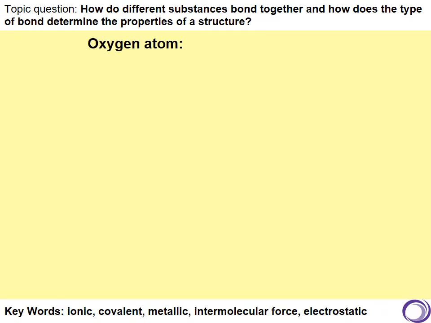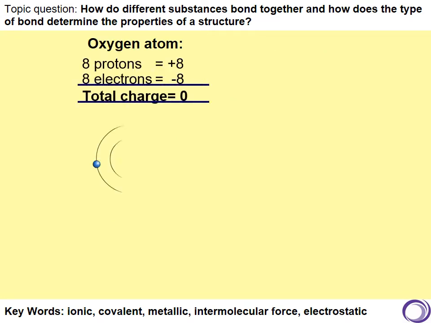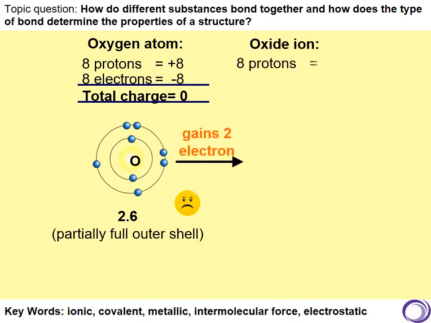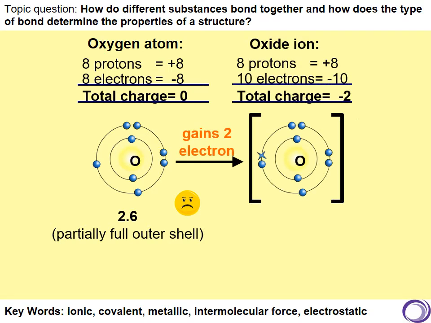Let's then look at oxygen. Oxygen has 8 protons and 8 electrons. You can see that it has 6 electrons in its outer shell, and indeed oxygen is found in group 6 of the periodic table. Ideally, oxygen would like to have 8 electrons in its outer shell, and it does this by gaining 2 electrons. This gives it a full outer shell, but it also means that it then has a charge of -2, because you can see that it's got 8 protons and it now has 10 electrons.